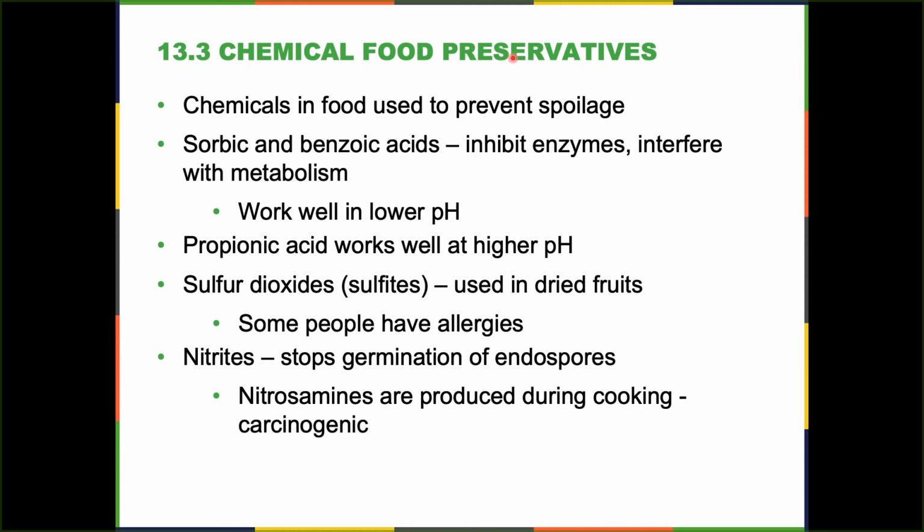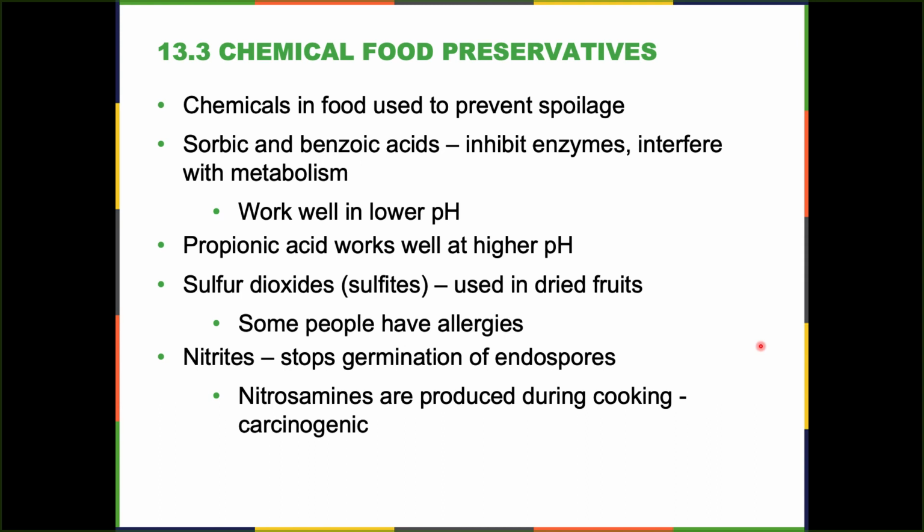But if you look at some of these things, sorbic acid, benzoic acid, propionic acid, right? All of these things tend to inhibit enzymes by generally lowering the pH of the environment that the food is in. The nice thing about propionic acid is that it actually works very well at higher pHs as well, right? So you can use this in different types of foods that are not necessarily acidic.